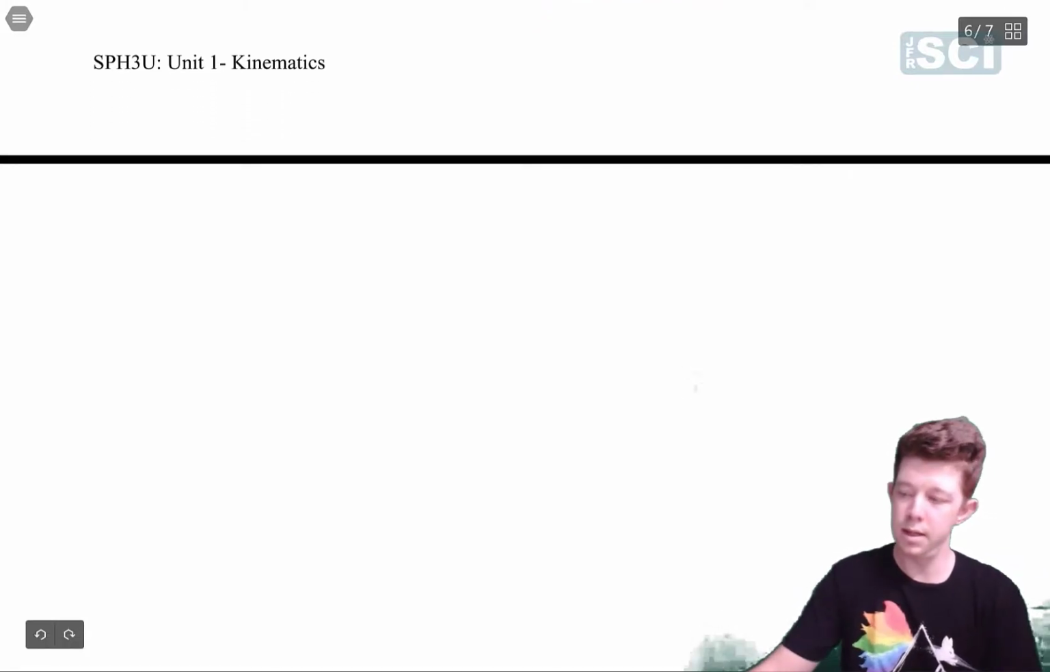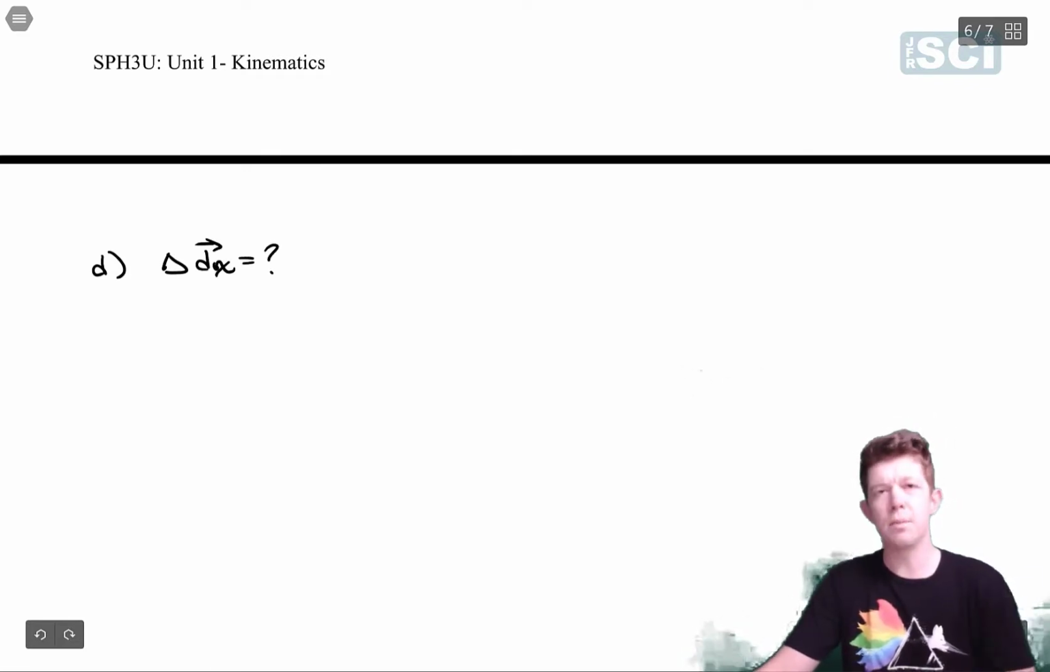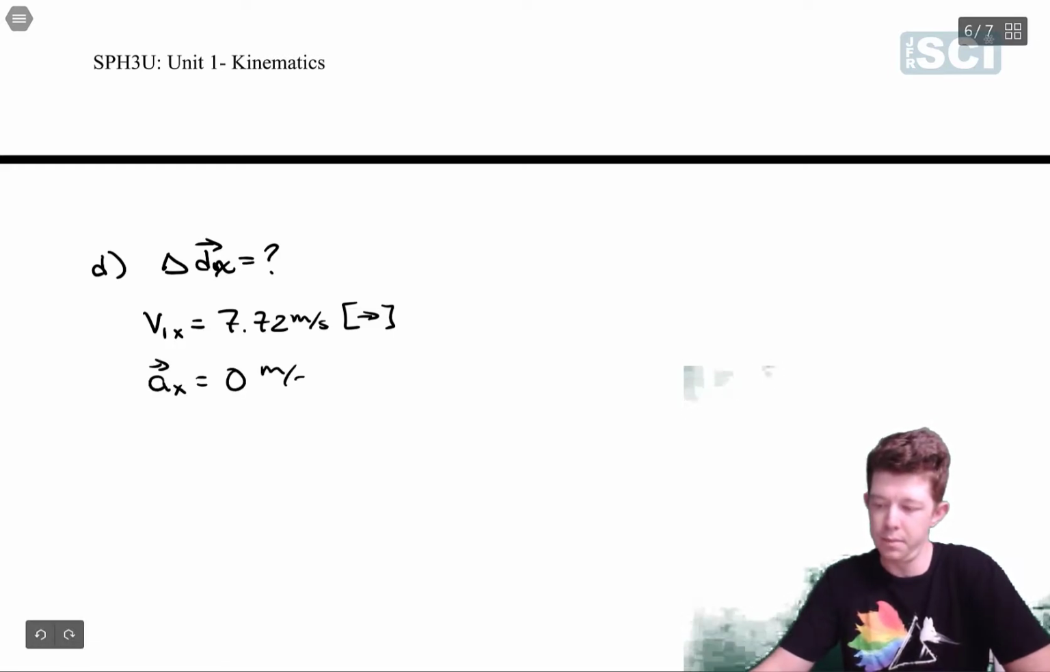So horizontally, how far has it gone? Well, we're looking for this. So let's ask, what do we know horizontally? Well, I know the initial velocity horizontally was 7.72 meters a second, and that we said was horizontal. I know that the acceleration in the x direction is 0 meters a second squared, and I know the time we're asked for is around 2 seconds.